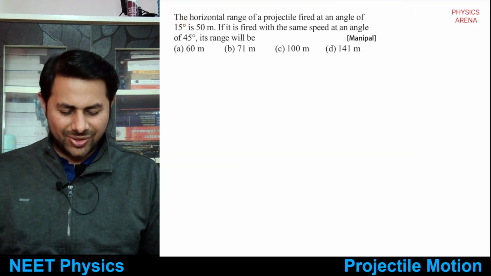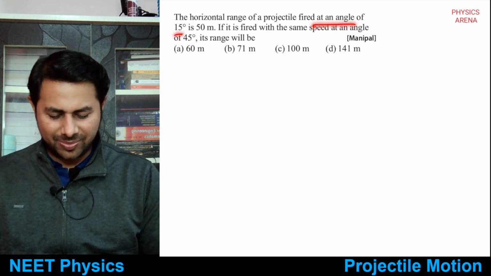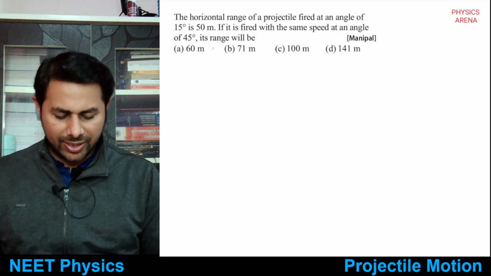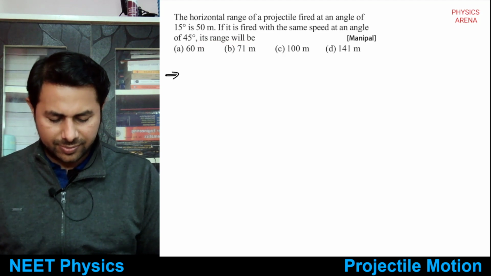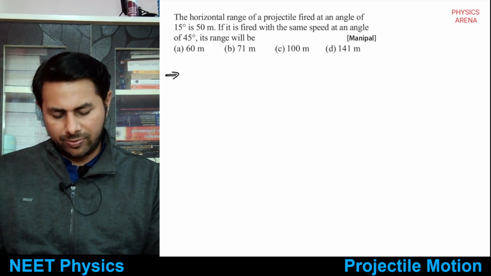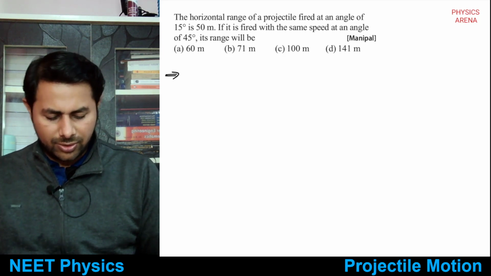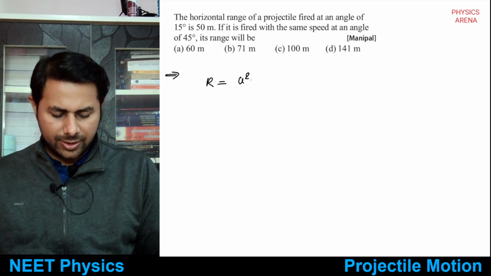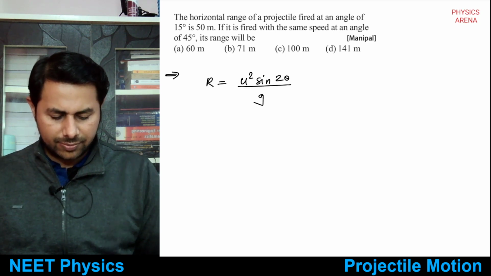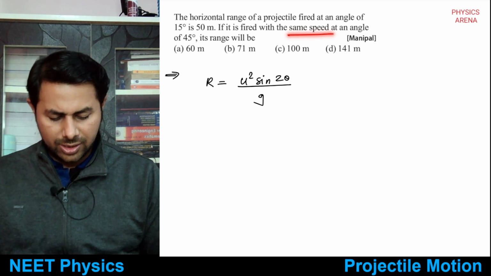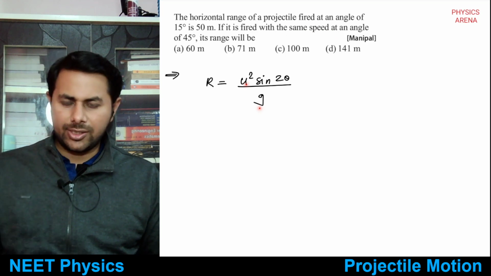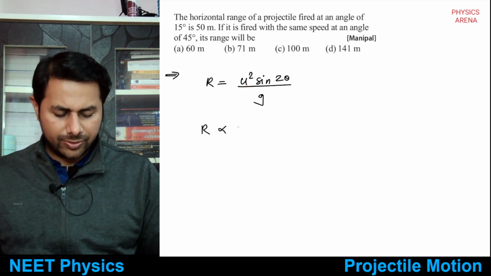The horizontal range of a projectile fired at an angle of 15 degrees is 50 meters. If it is fired with the same speed at an angle of 45 degrees, its range will be. So you know R is equal to u square sine 2 theta divided by g, right? You fire it at the same speed at an angle of 45 degrees. So speed is the same, g is constant, that means R is directly proportional to sine of 2 theta.